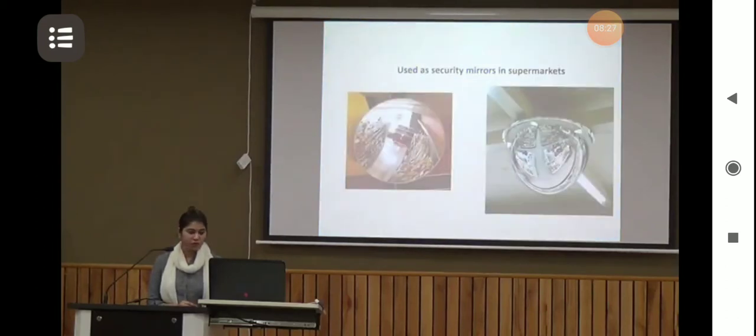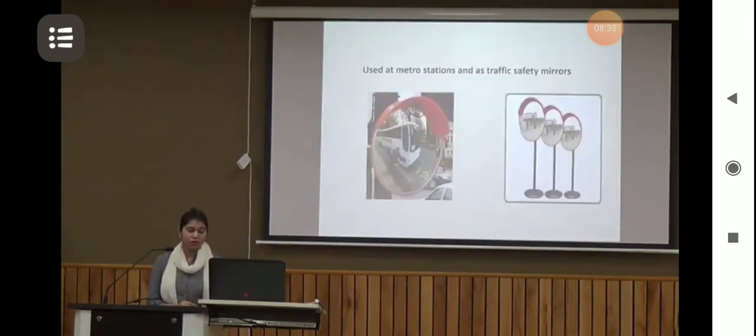Now, you must have observed these kinds of mirrors in supermarkets. These are also convex mirrors. They are used for security or surveillance purposes in supermarkets. You might have also noticed these mirrors at metro stations and in parking areas. All these are convex mirrors. Because they form small, virtual images of the object, they cover a large area. They give a wider field of view, which is the main reason why these are used for security and surveillance.